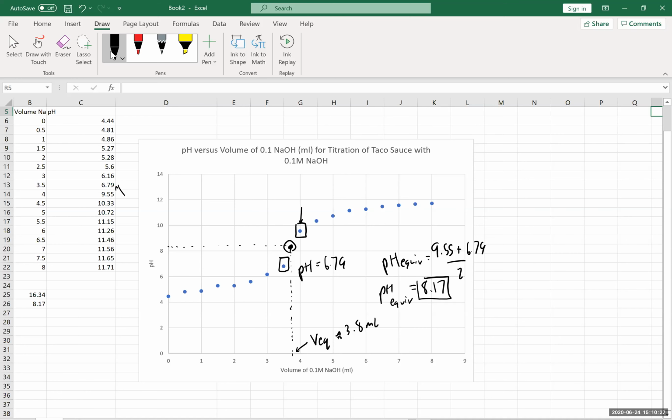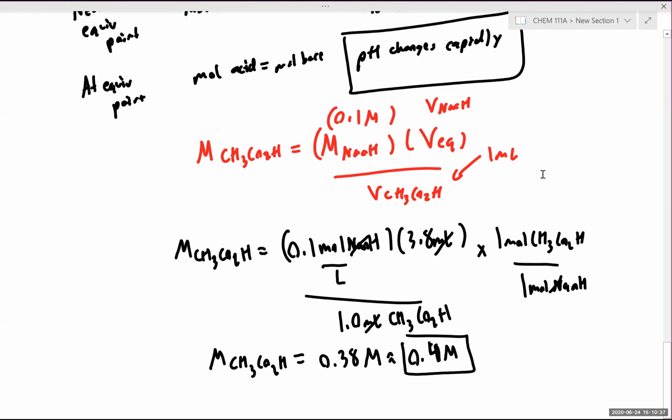Any questions on the calculations for this laboratory? Any questions on processing Excel for this laboratory? From this, you have all the information you need to complete the calculations for laboratory 10, the titration of taco sauce with sodium hydroxide.